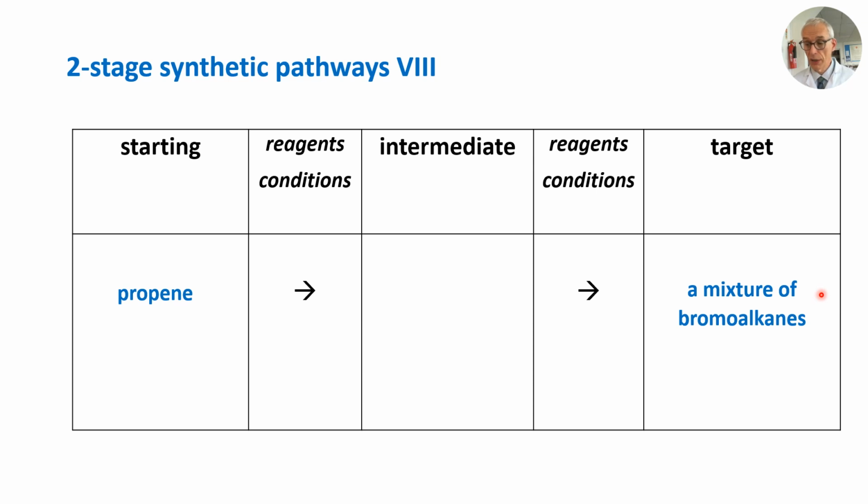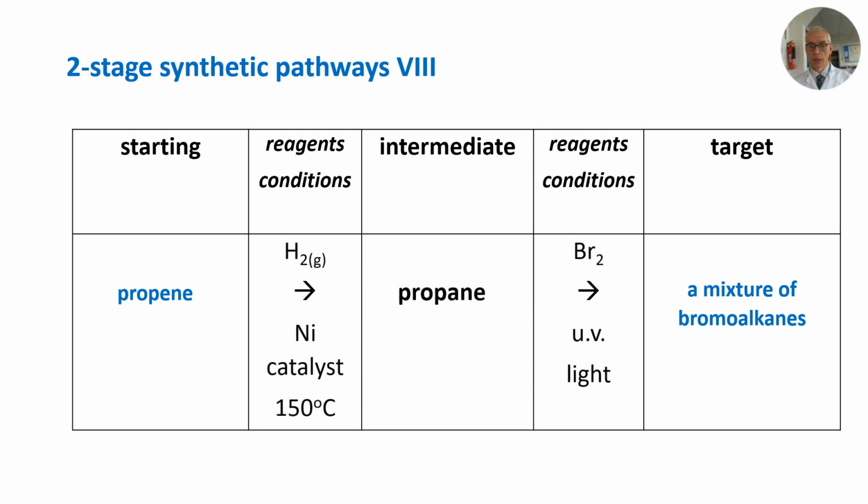Okay, so I'm about to reveal. A mixture of bromoalkanes really indicates it's the bromination of an alkane. So propane, bromine, ultraviolet light, you get a mixture of bromoalkanes. I thought I'd throw that in for review purposes. How do we go from propene to propane? Well, again, a reaction that sometimes slips under the radar of A-level students: hydrogen, nickel catalyst, 150 Celsius, adding hydrogen across the propene carbon-carbon double bond.